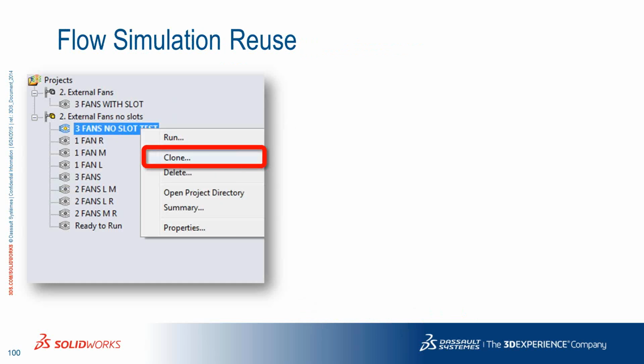So in flow simulation, we can clone the project instead of trying to set up the problem one more time. Cloning is a nice feature where, think about how you would reuse information in SolidWorks. If you're creating a new assembly, you want to reuse some of the existing parts in the new assembly. That's the same concept here. It's called cloning in flow simulation.